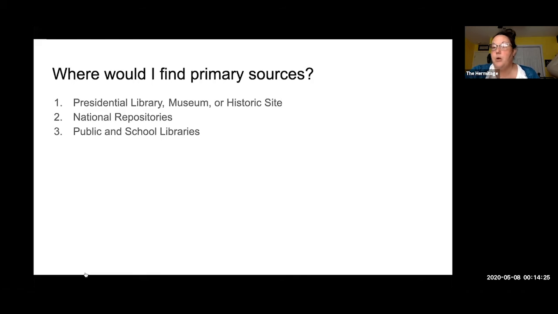The majority of presidential sites that you could contact, James K. Polk's home is in Columbia. Of course, we're in Nashville. Andrew Johnson's home is in Greenville, up in East Tennessee.